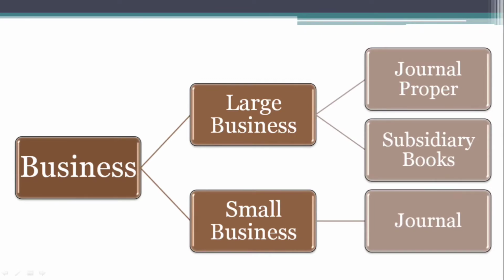Look, business can be classified into two categories, large and small. But in case of small business, journal itself is sufficient for recording all the types of transactions in the books of account. But in case of large businesses, we require to divide journal into two segments, that is journal proper and subsidiary books. So the question arises that what are subsidiary books?